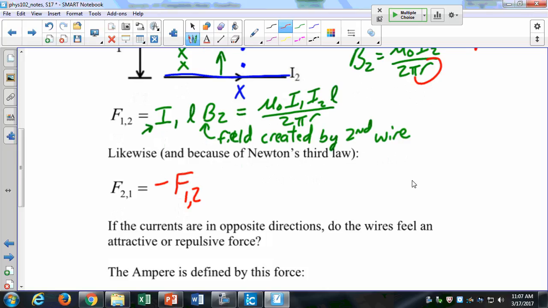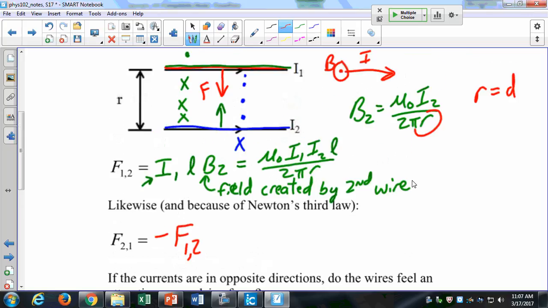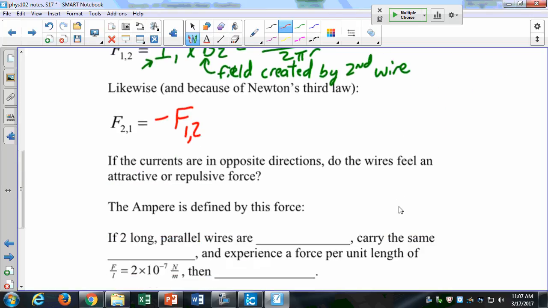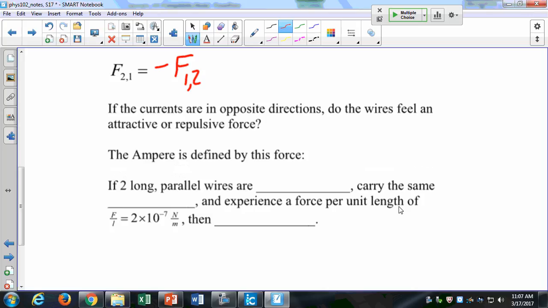Alright, so what if the currents in these wires were in opposite directions? What if you flip one wire around the other direction? What's going to happen? Are they going to feel an attractive or a repulsive force? They're going to feel a repulsive force. If I have one wire in this direction and the other in this direction, they will feel forces that are repulsive, for the same reason. And you can go through that procedure where you figure out what the magnetic field does to this wire, and now what force this wire experiences due to the magnetic field created by that wire.